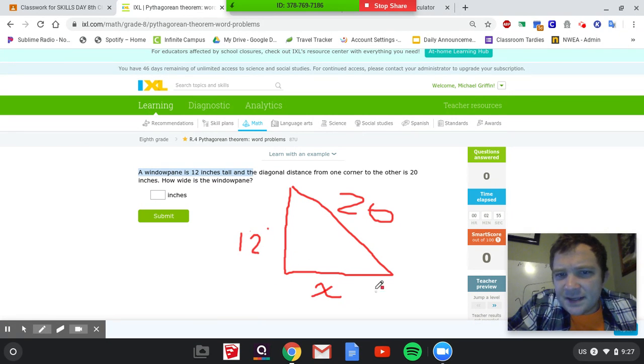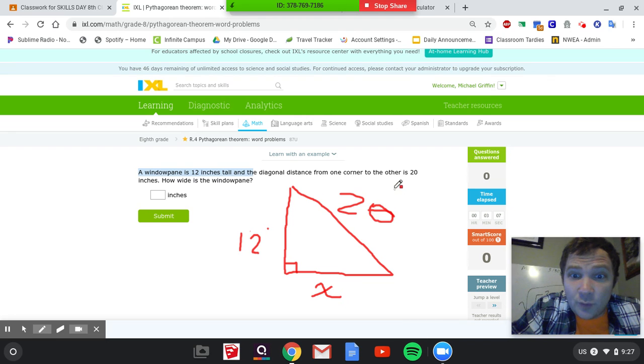If you're looking at this, we know a leg. Is 20 going to be a hypotenuse or a leg? You can just shout it out. Is that going to be a hypotenuse or a leg? Nobody's muted. You can shout out. Is the 20 going to be a hypotenuse or a leg? It's a hypotenuse. Thank you.